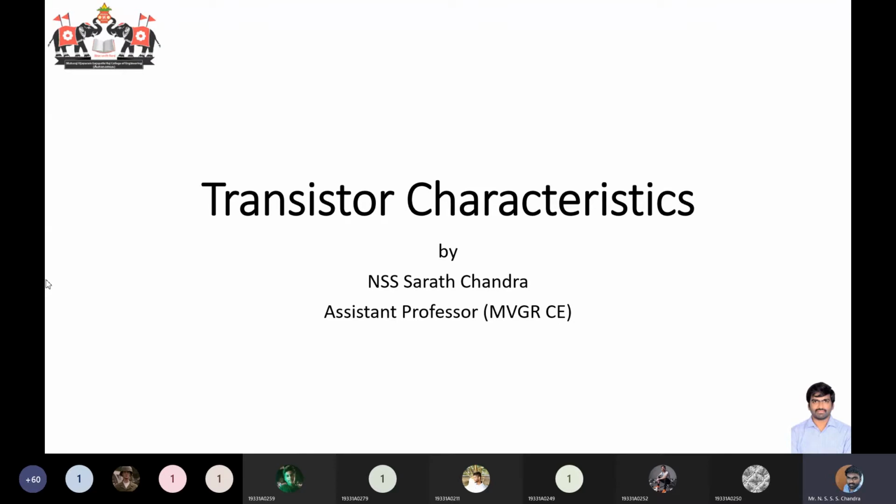Okay, so we'll be discussing briefly about these three different configurations, which are common base configuration, common emitter configuration, and common collector configuration. Okay, so let us proceed into the PPT.